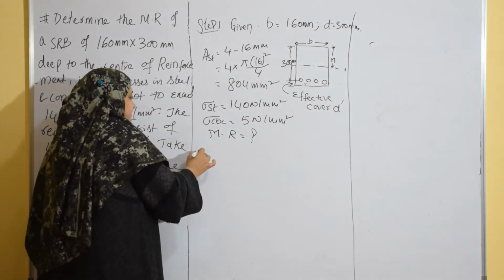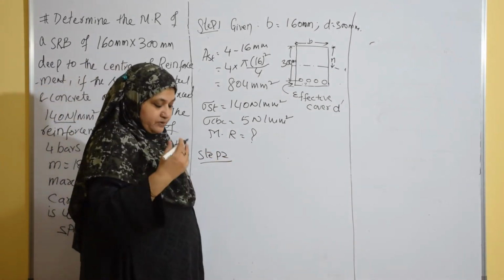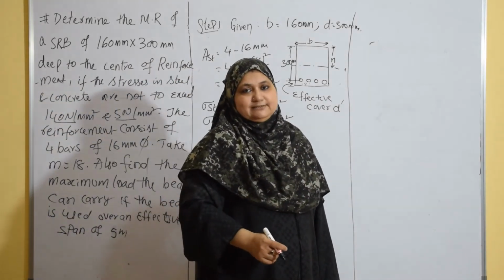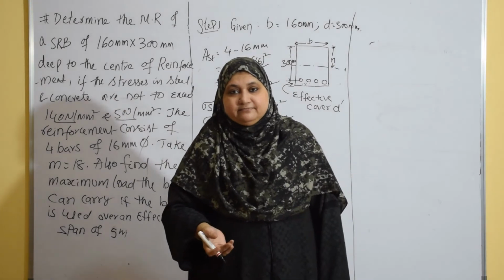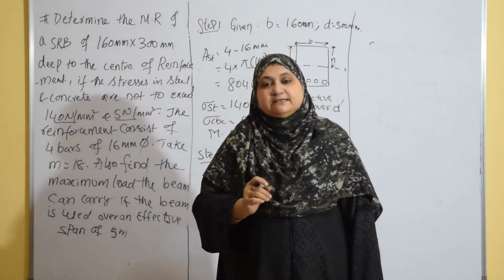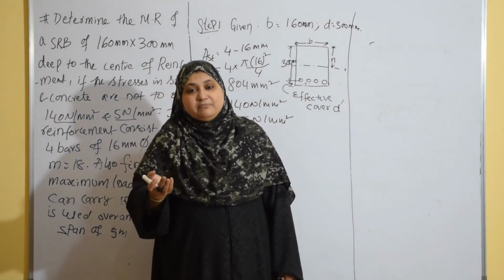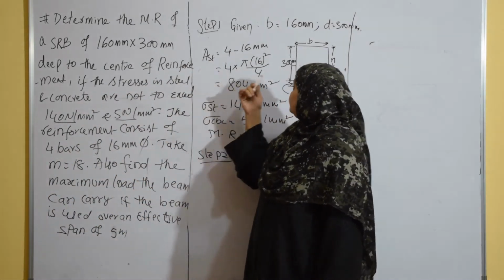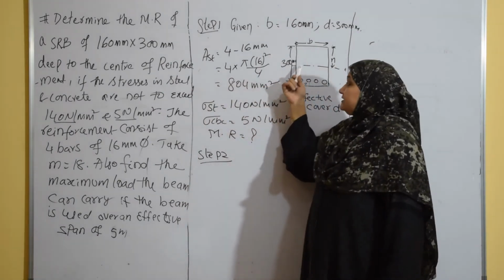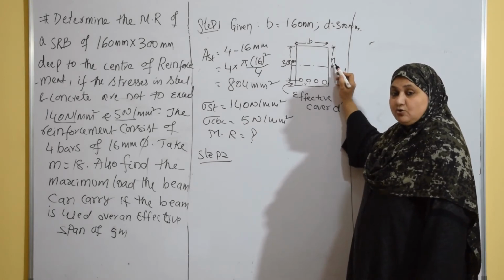The next step is to find the depth of neutral axis. The depth of critical neutral axis is k into d, where k is equal to m sigma CBC by m sigma CBC plus sigma ST. That is for an economical or balanced section. What is our section? We don't know. So this depth of neutral axis we have to find out.